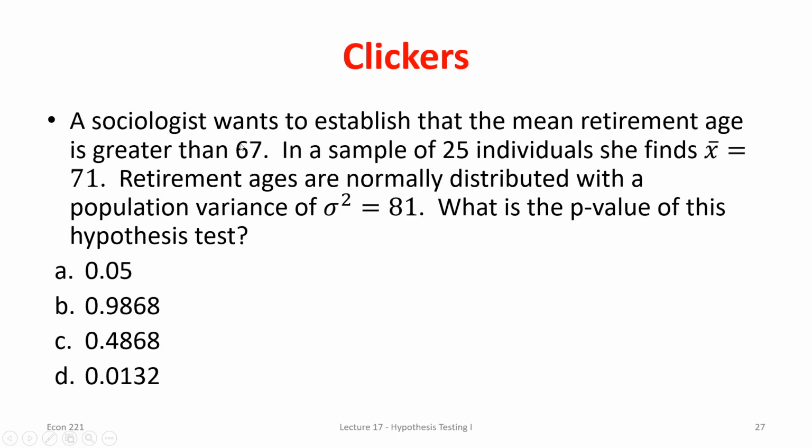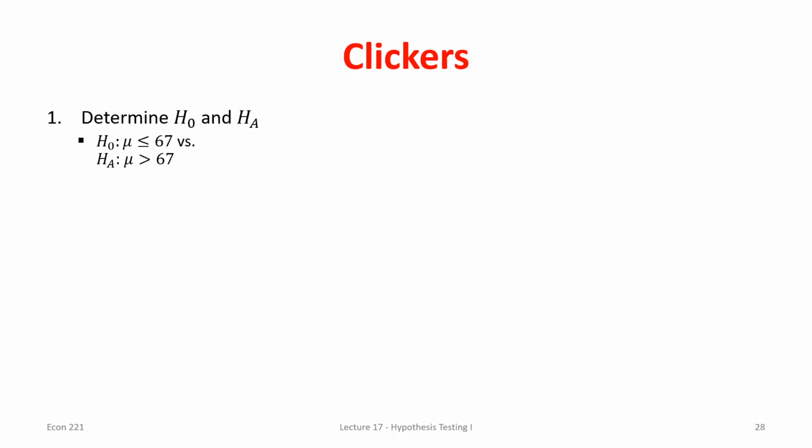So if we're writing this out, our alternative hypothesis is that it's greater than 67. We assume the exact opposite is true, that it's less than or equal to 67. So what type of tailed test do we have? Well, we have a greater than sign in the alternative hypothesis, so it's a right-tailed, or greater than, test.